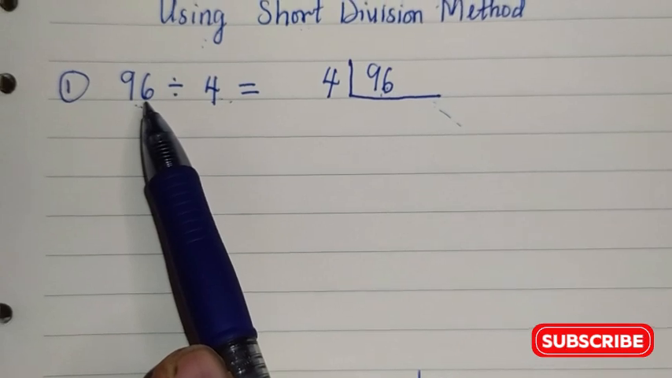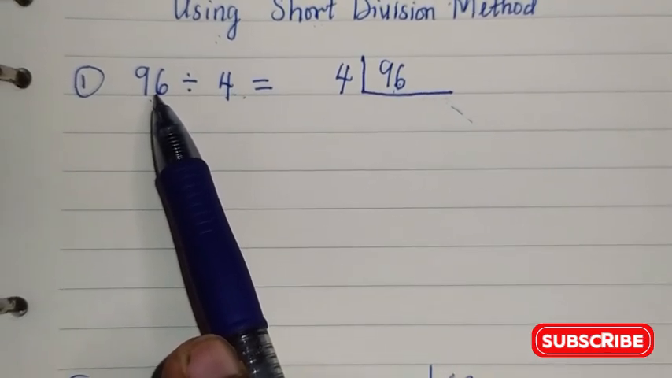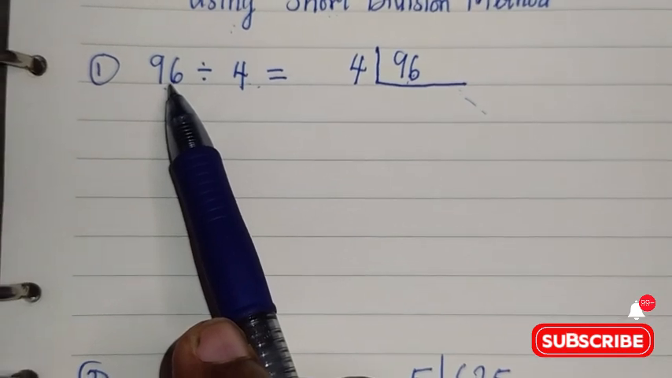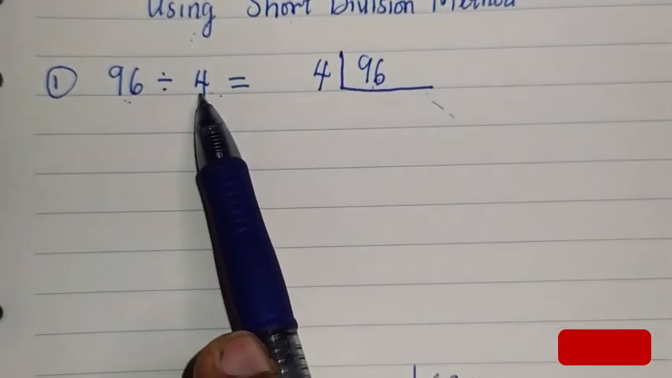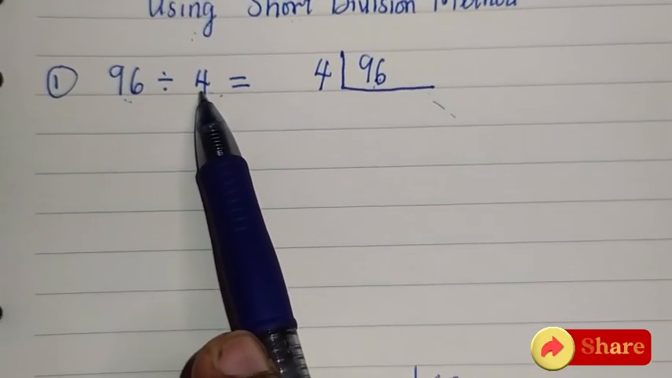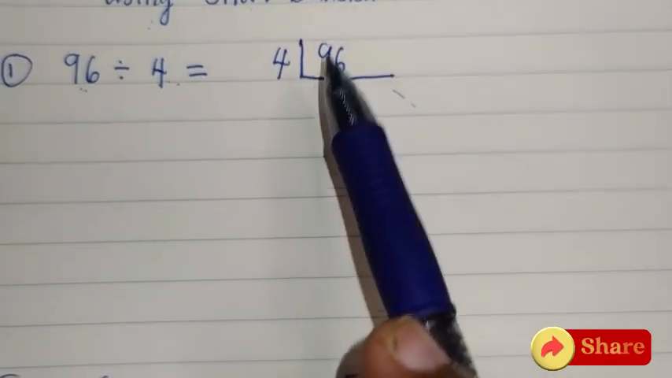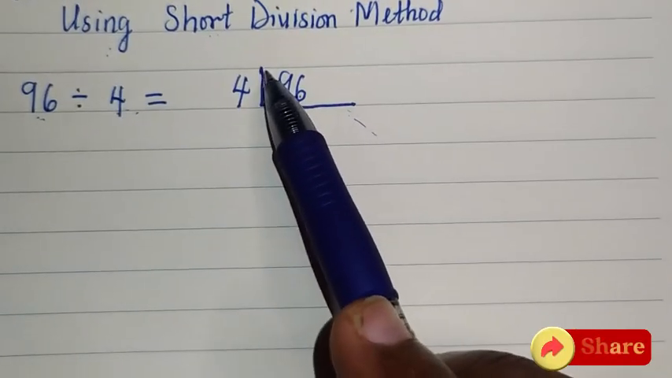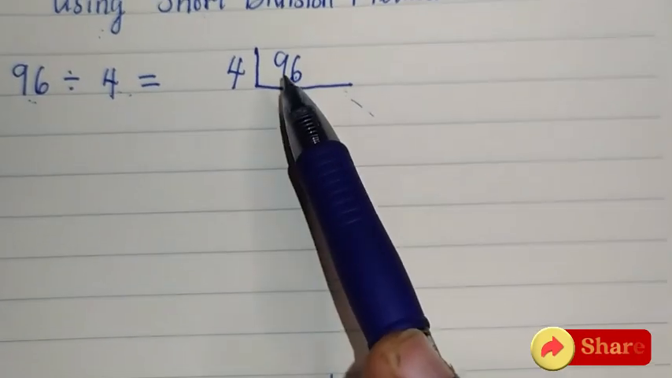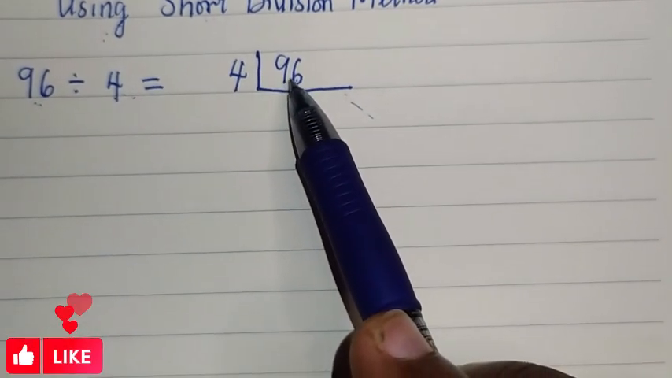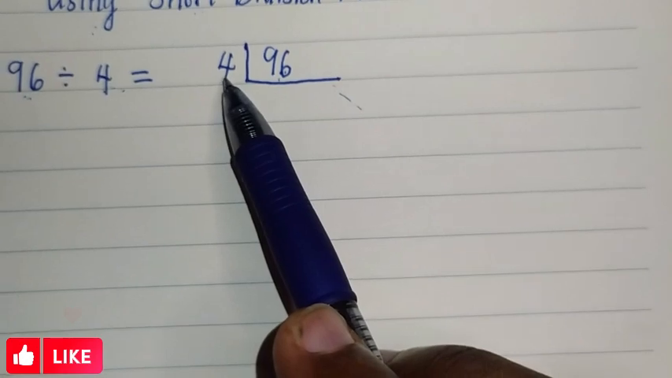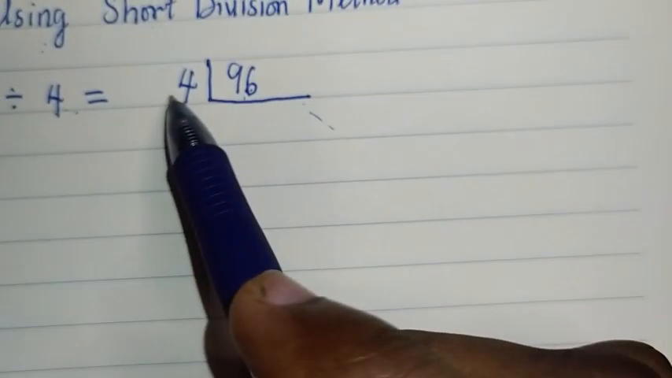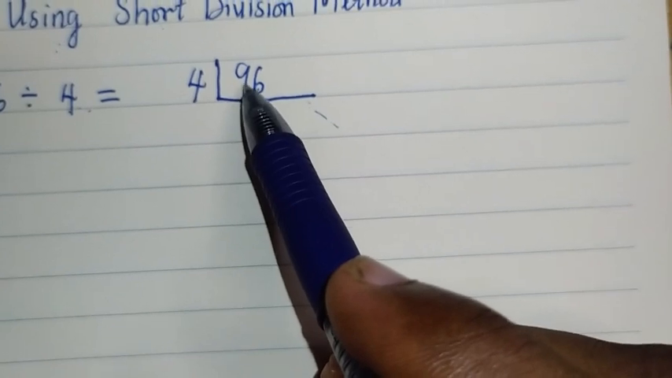Before we proceed to dividing the numbers, it is important that we understand that 96 is our dividend, which is the number that we want to divide, and 4 is our divisor, which is the number we are using to divide. Now, to divide 96 by 4 using the short division method, we are going to draw this L-shaped figure with our 96, which is our dividend, inside of the shape, and then 4, which is our divisor, outside of the shape.